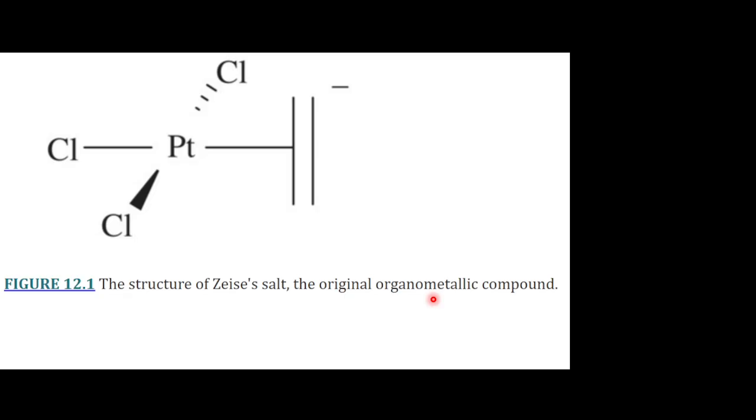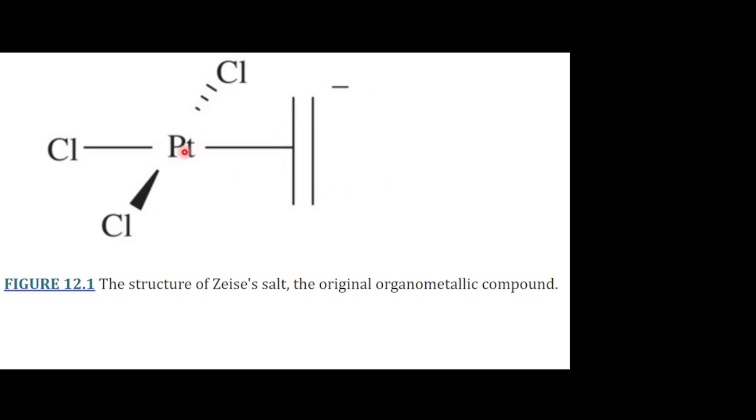So the structure of Zeise's salt, this is actually the original organometallic compound. And what's interesting about this is actually an ethene group, isn't it? We have a double bond carbon here. It has a negative charge.